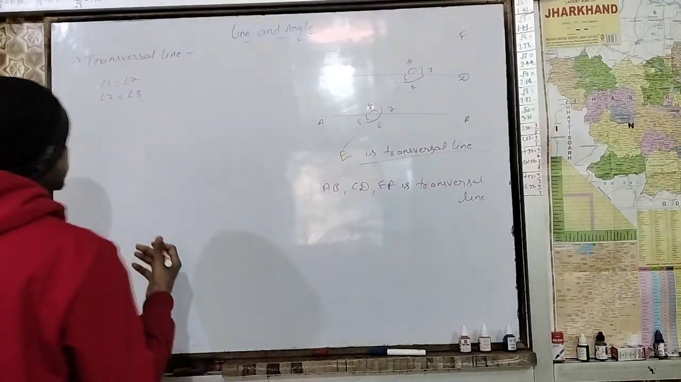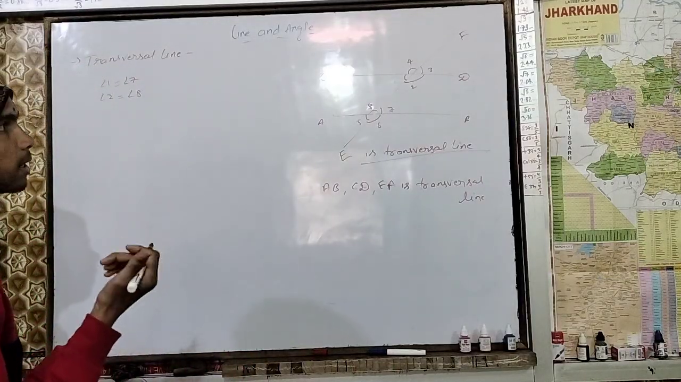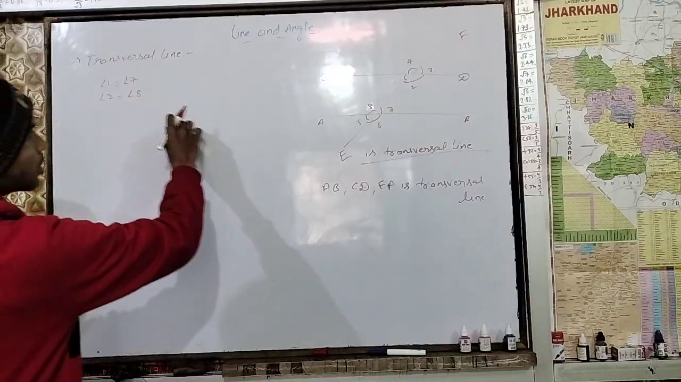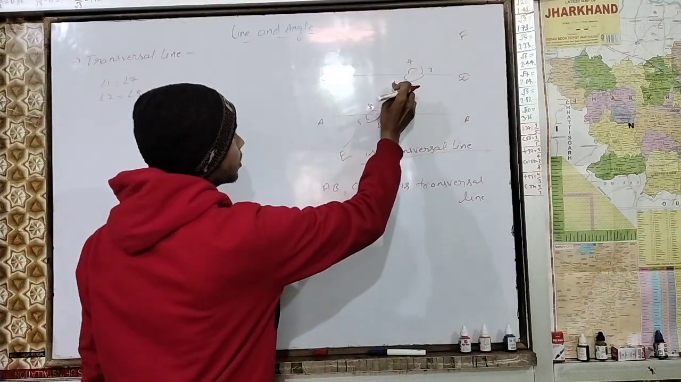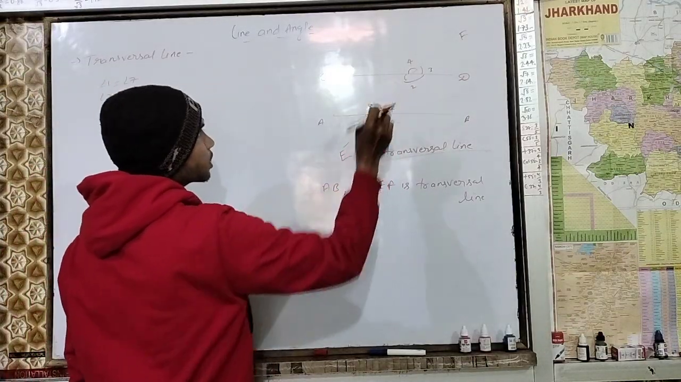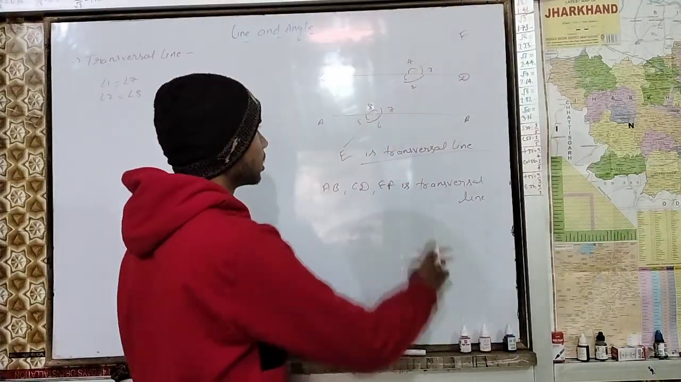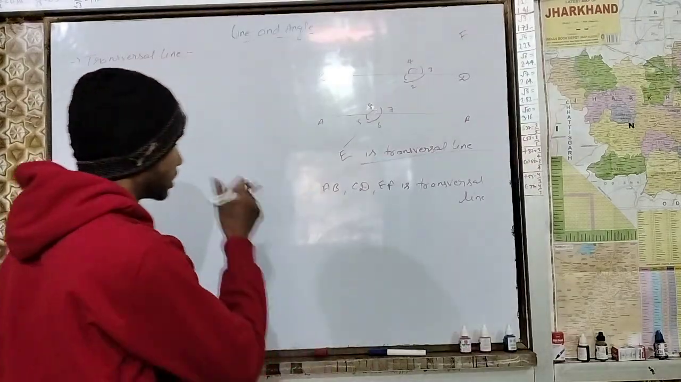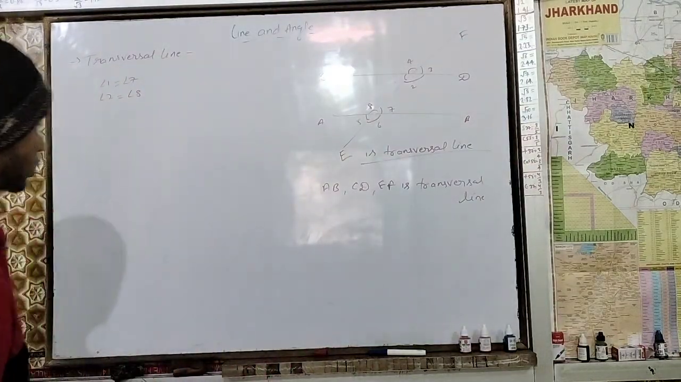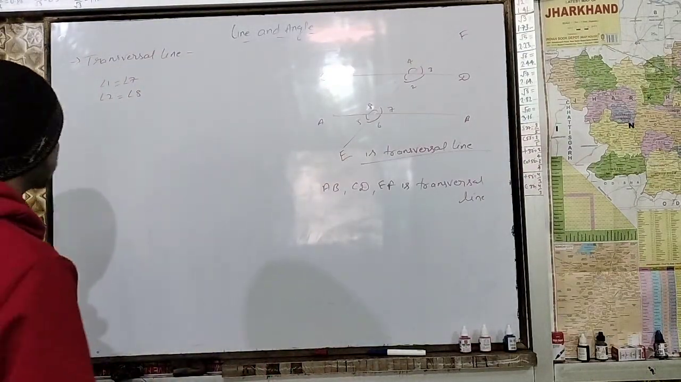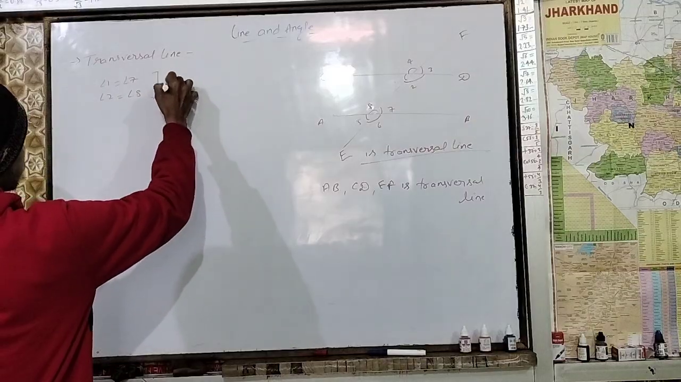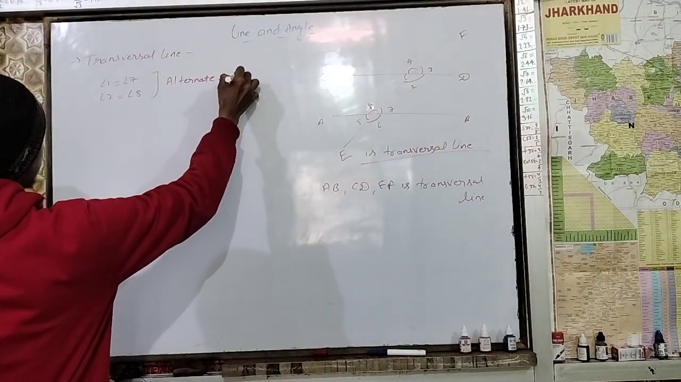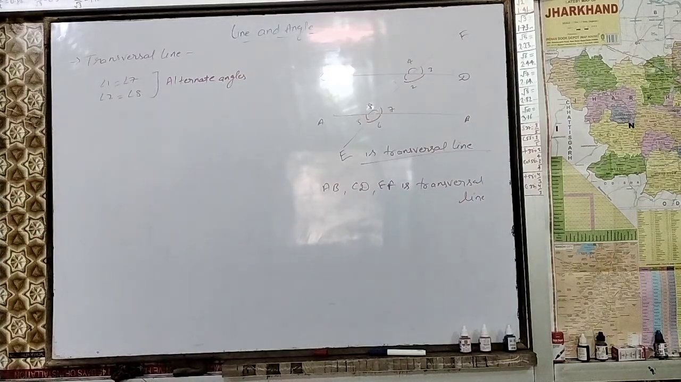This type of part is known as alternate angles. If the amount of this rotation part is 58 degrees, then the amount of this rotation part would be the same, 58 degrees. This is the meaning of this equation. Okay. Now this will be your alternate angles. Okay.